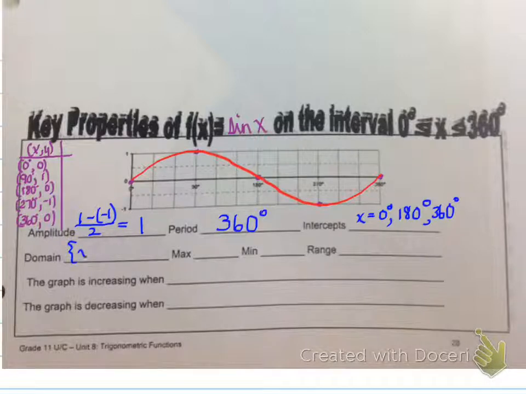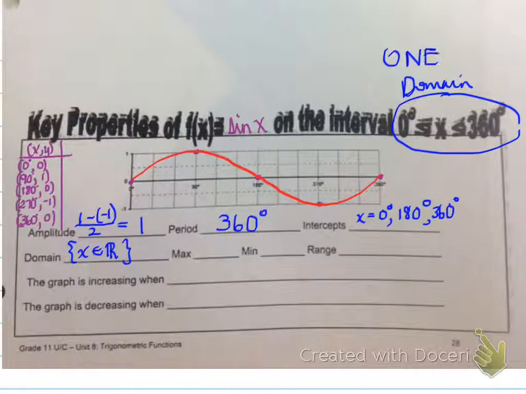The domain of this function is x belongs to real for the entire function. If it was for one cycle, it would be the domain from beginning to end of one cycle. So for one cycle, the beginning and end would be what is circled right there. If we're looking at the entire function, this would be the domain of the entire function. Max is 1, min is negative 1.